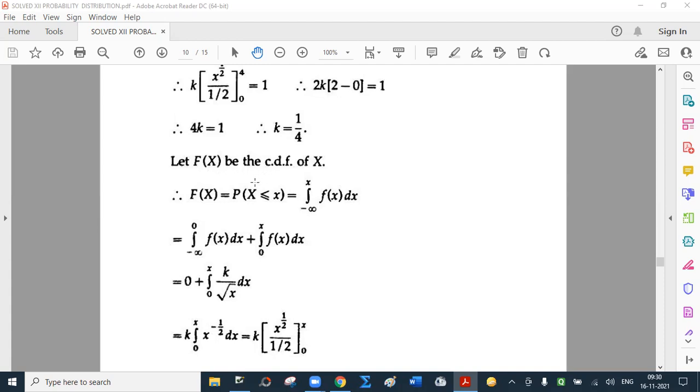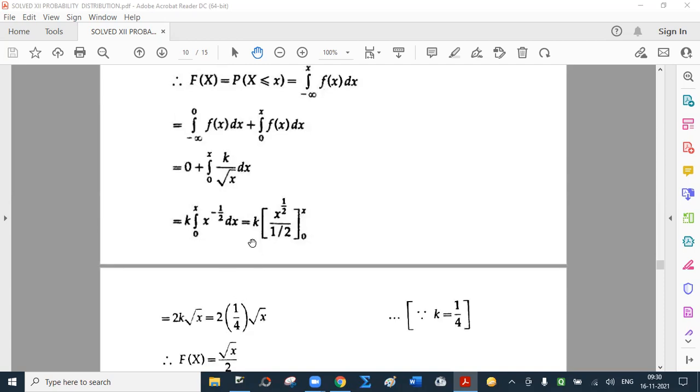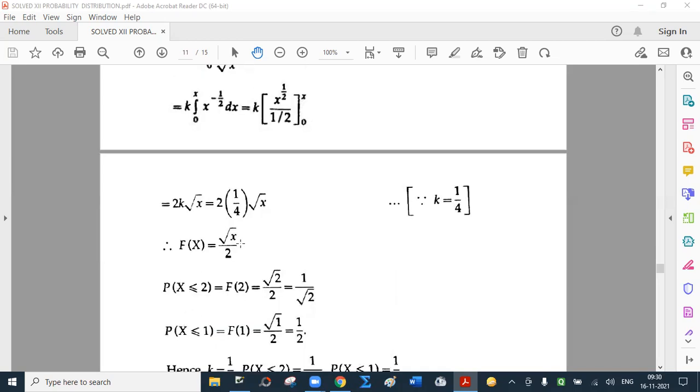Suppose F of x is CDF. What is the formula? Minus infinity to x f x dx, that is minus infinity to 0 plus 0 to x f x dx. Substitute. Simplify. Now, k is 1 by 4. So, CDF function comes out to be root x upon 2. Now, P of x less than or equal to 2. Remember, this is cumulative. So, it is up to x equal to 2, means F of 2. So, replace every x by 2. So, root 2 upon 2, that is 1 by root 2.